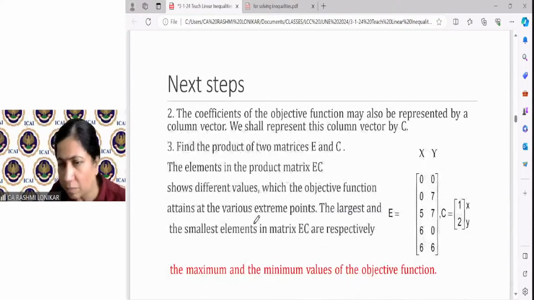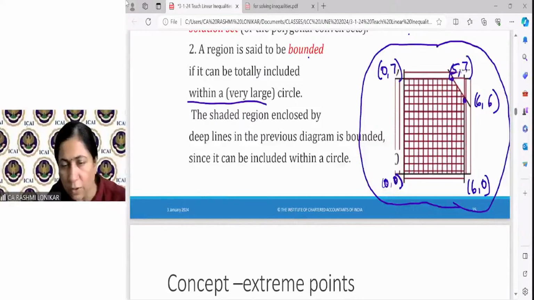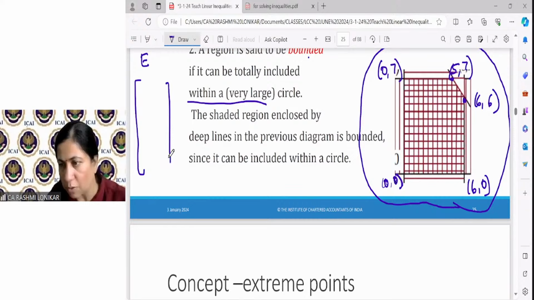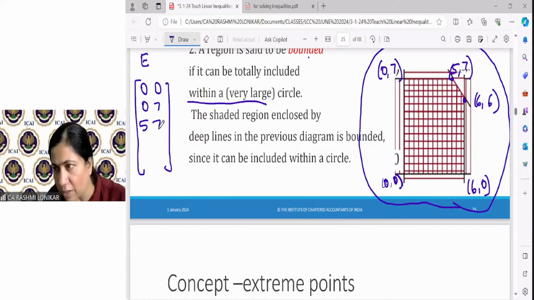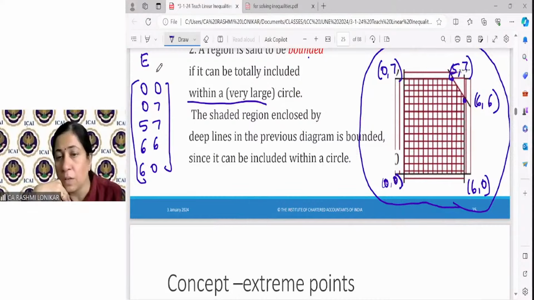The next concept is that the coefficients of the objective function may be represented. Let me take it over here itself. I'll write E with all the points. What is the first point? 0, 0. The second point? 0, 7. Then 5, 7. Then 6, 6. And then 6, 0. This is the matrix E, which is the matrix of all the extreme points.